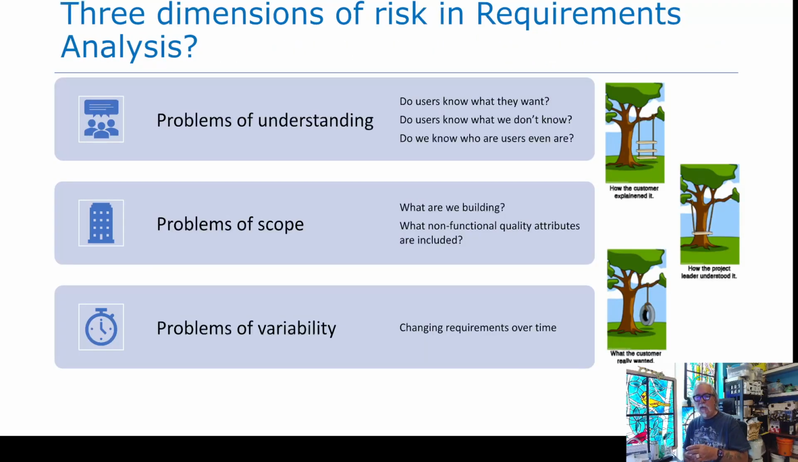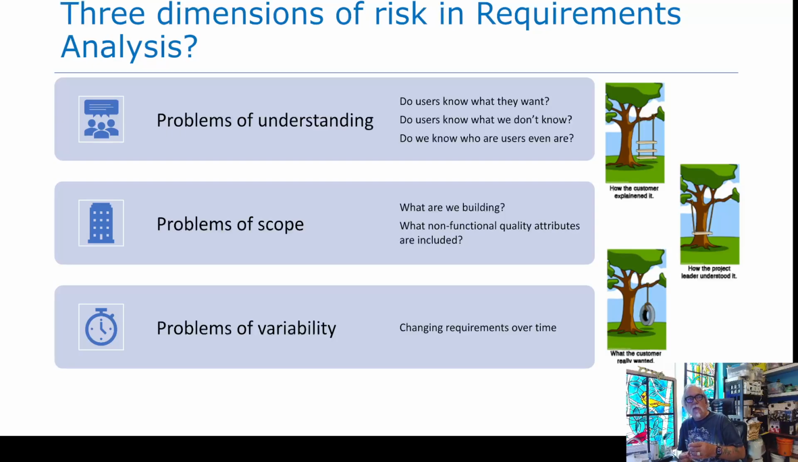So in requirements analysis, there's three dimensions of risk. The first one is understanding. Do the users actually know what they want? Do the users know what we don't know? Do we know who our users are? As you saw, 42% of startup companies didn't know who their users were. In fact, their users didn't exist. The problems of scope.